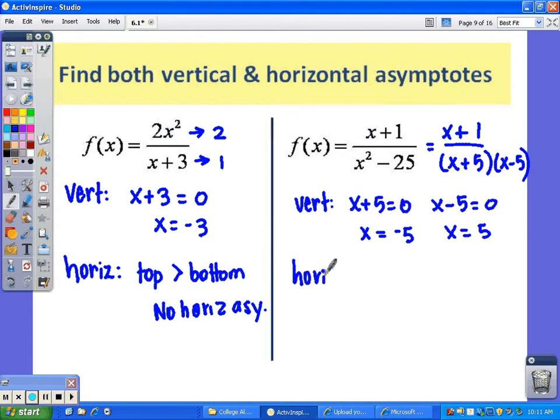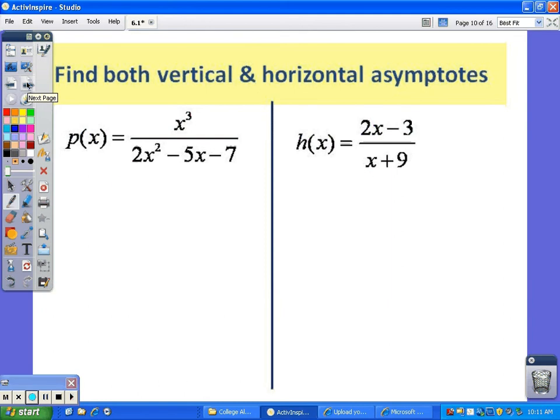To find the horizontal asymptote, you look at your degree. On top, it's a 1. On bottom, it's a 2. So that tells us our top is less than the bottom. And remember, if the top is less than the bottom, your horizontal asymptote is going to be y equal to 0.